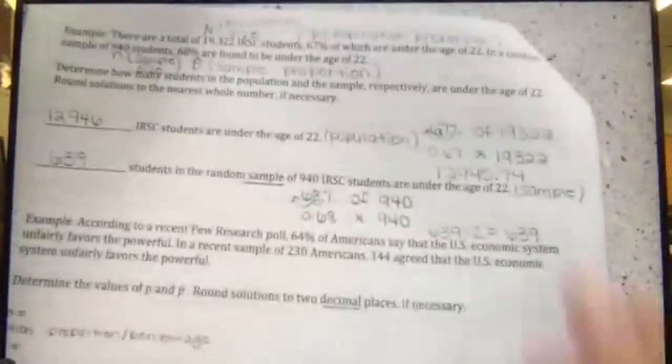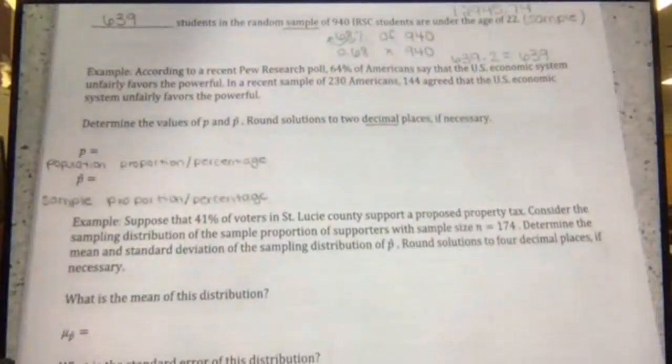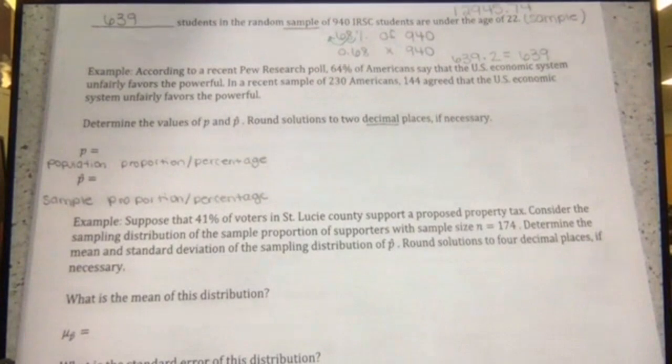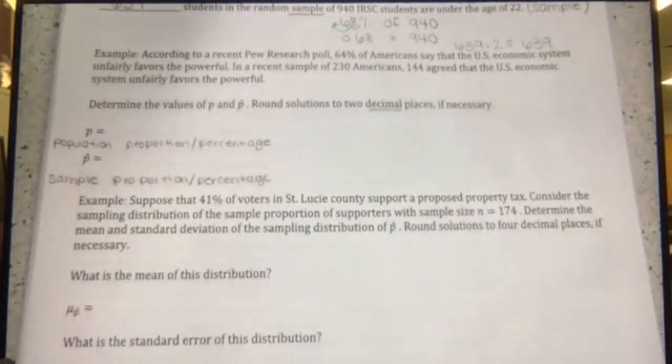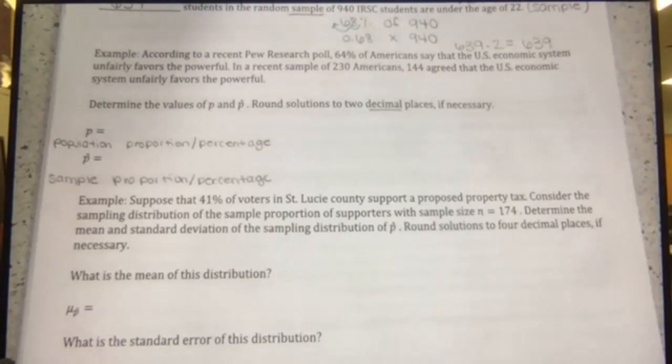Anything that has something above the letter, like P hat, means the sample, and the letter by itself is a population. Exactly. So the P hat and the X bar have little hats on top. So that means sample, where just mu and P don't have anything up top. So that means population. You're exactly right.